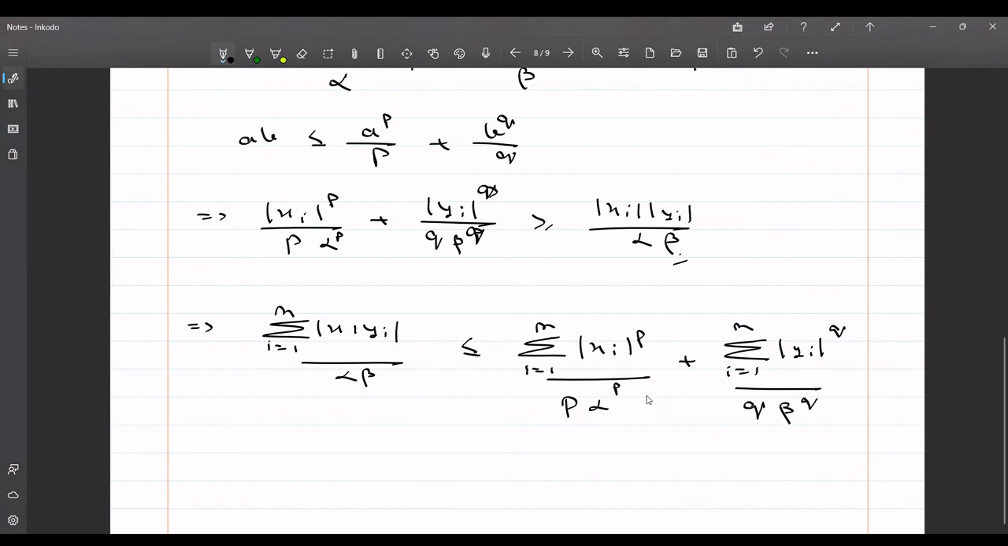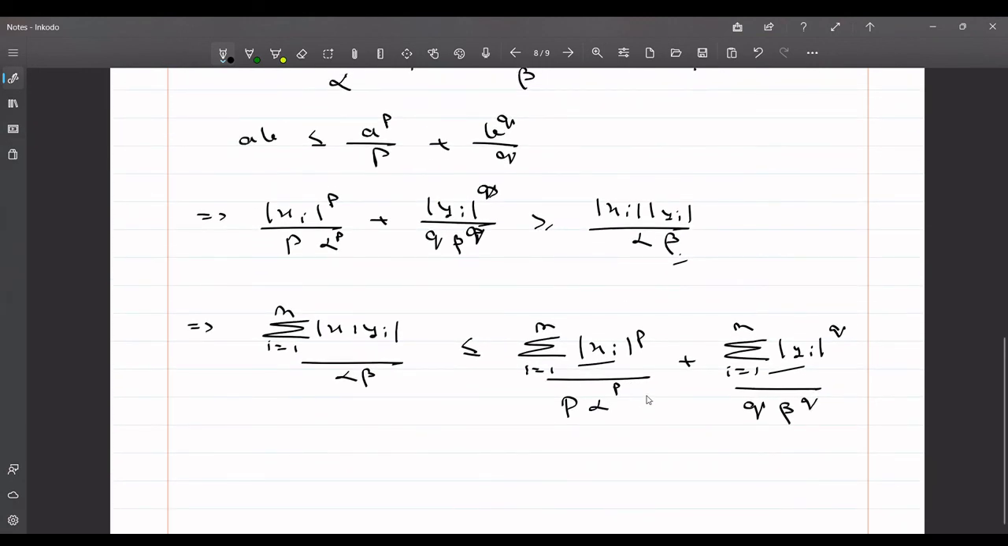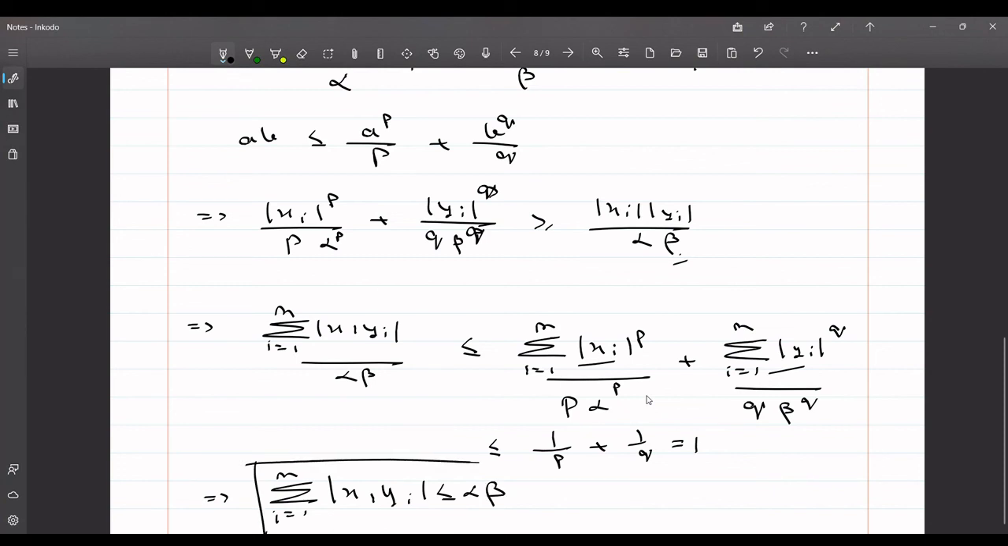And since these two are positive sums, since we have taken modulus, this is obviously less than or equal to 1 over p plus 1 over q, and 1 over p plus 1 over q is 1. So from here we can write the summation i equals 1 to n of |xi yi| is less than or equal to alpha beta, and we have already known the values of alpha and beta, which gives us the Holder's inequality.